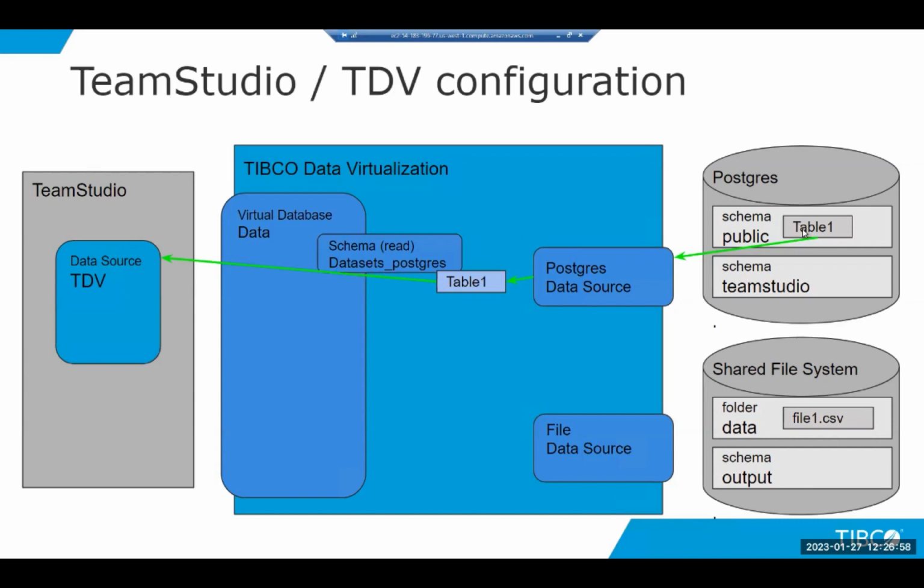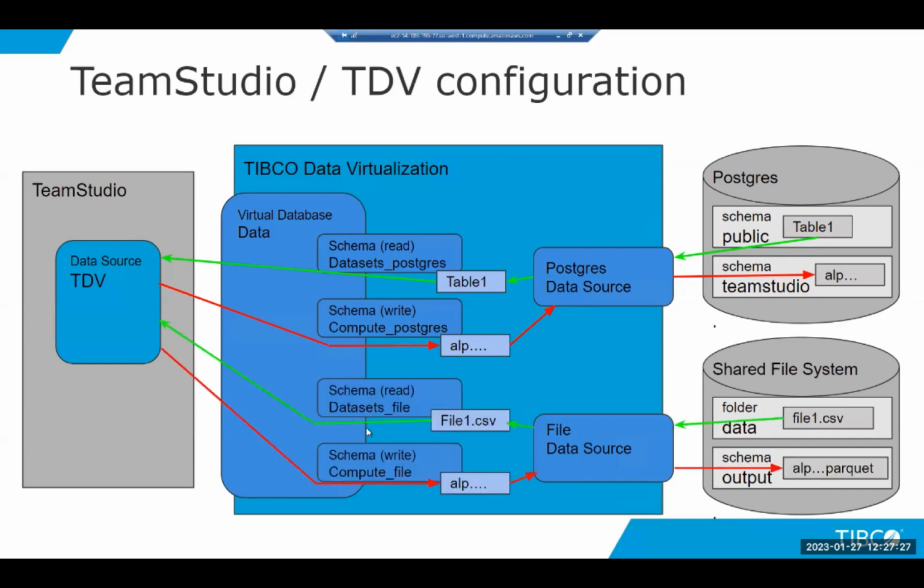So being able to see objects inside of Postgres. And we're going to do this by creating a specific schema called datasets Postgres inside of TDV that Team Studio will see, that will be used to read datasets from Postgres. Likewise, we will create a schema that will allow us to write data back through TDV into the schema that we've nominated for the output of the Team Studio workflows. And we'll replicate the same process for a file system as well.